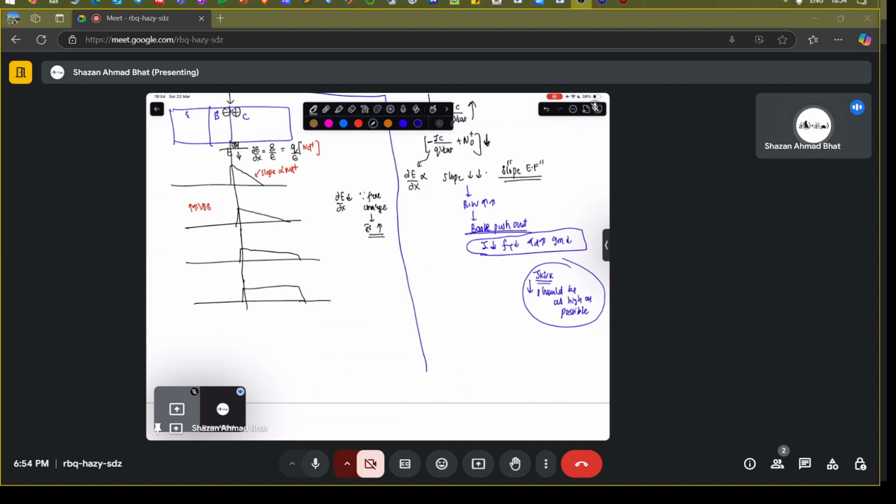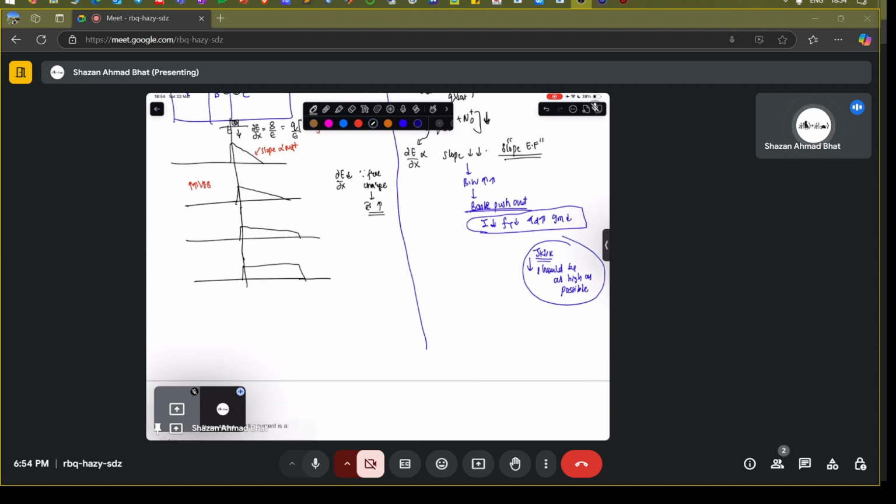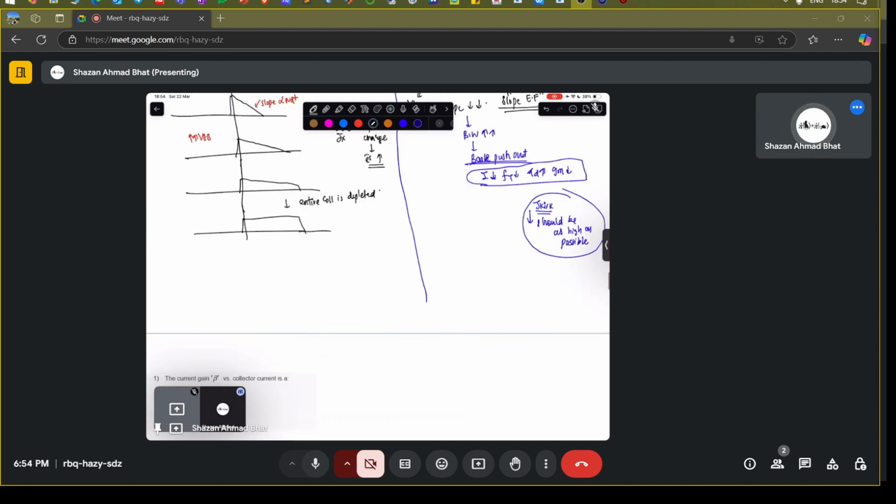At a point, the slope becomes approximately equal to zero. So in this particular region, the entire collector is depleted. So you have an almost flat, constant electric field. Okay. Now you go on further. In this direction, we are basically increasing the V_EB value. That means the injected current goes on increasing.